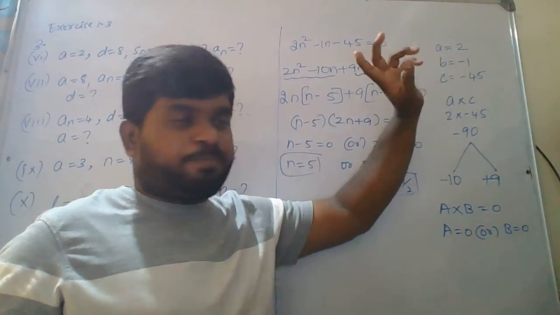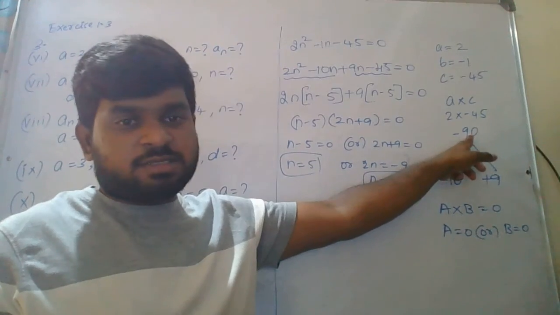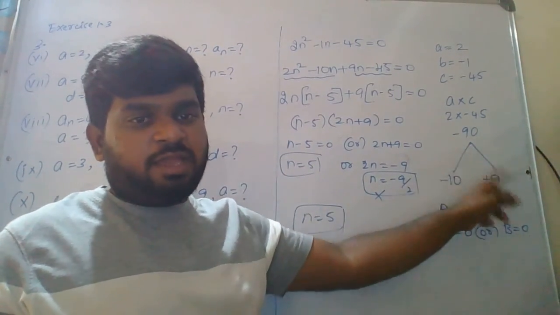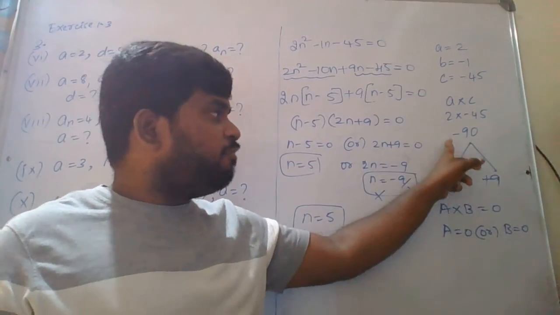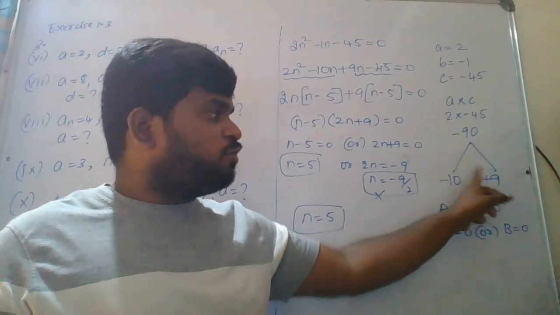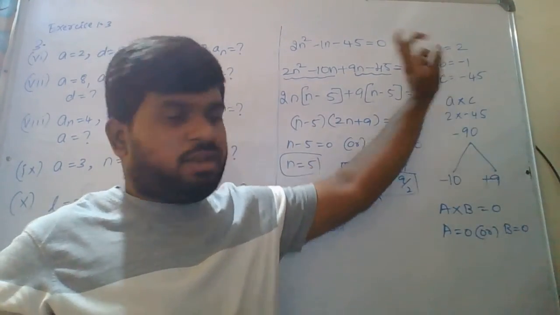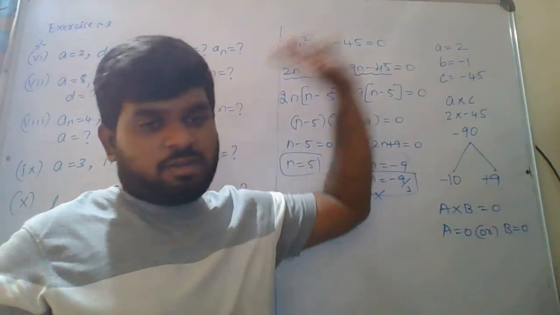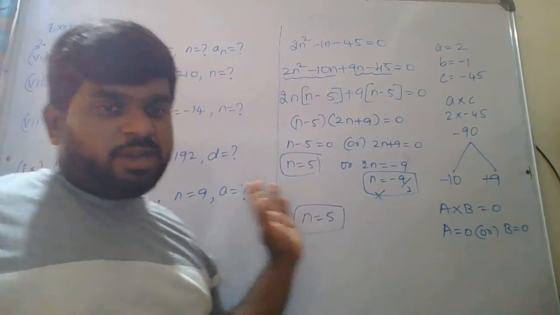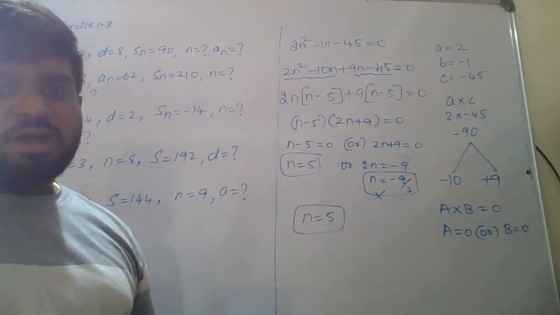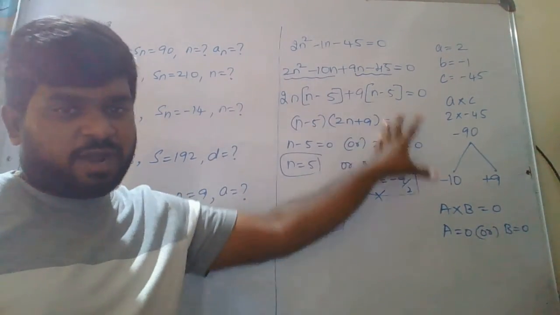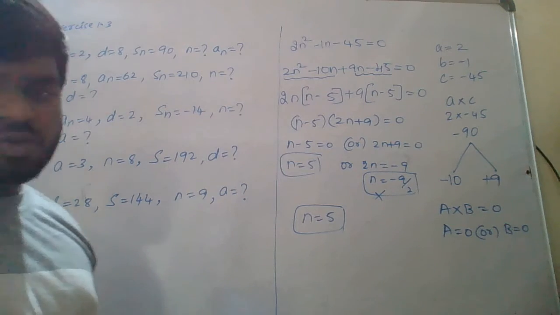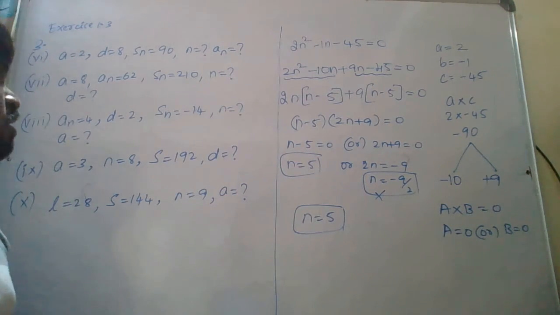Multiply a and c. You get this. You have to split this. If you multiply, you should get 90. And if it is minus over here, you have to subtract these two in order to get the middle one. If it is plus over here, then you have to add these two to get the middle one. Then you take common and solve it. This method is known as factorization method, also known as splitting the middle term. So we are finished with the sixth one. Let's get into the seventh one.